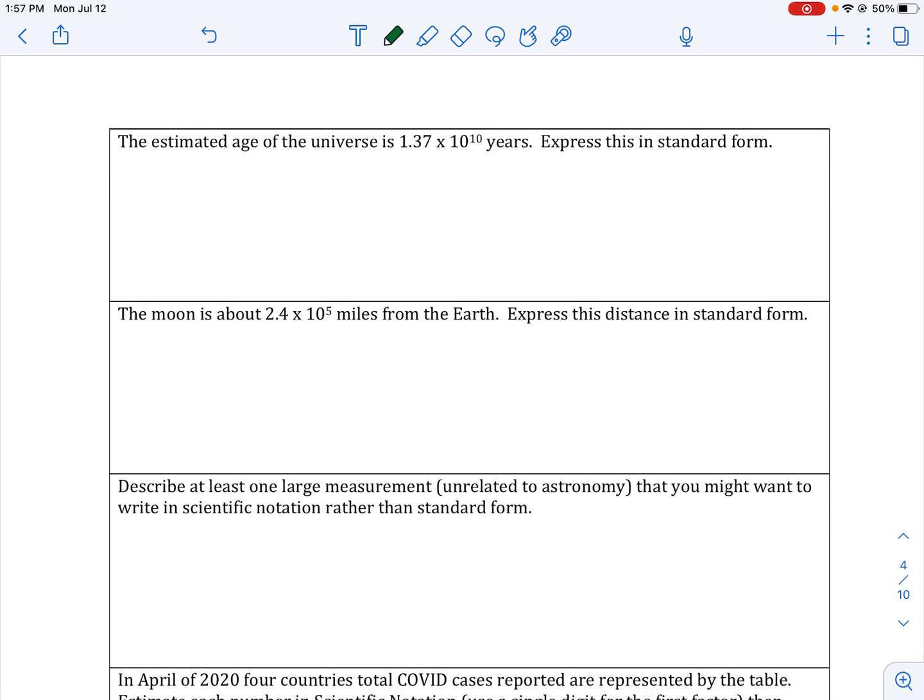So now let's go backwards. Let's take a number in scientific notation and put it in standard form. Now my exponent is a positive 10. When we start in scientific notation and go to standard form, positive 10 means to move our decimal to the right 10 units. So right there, I moved it to the right 10 units. For all my empty loops here, I add zeros.